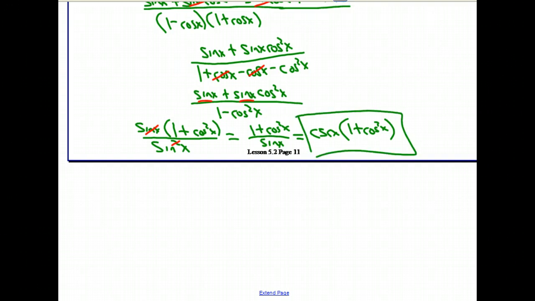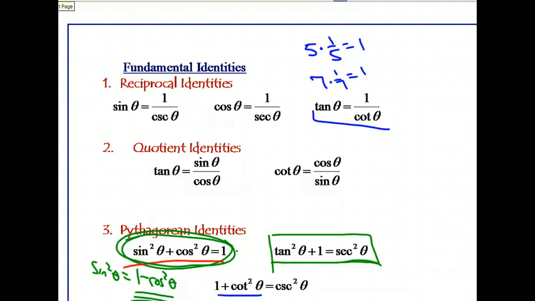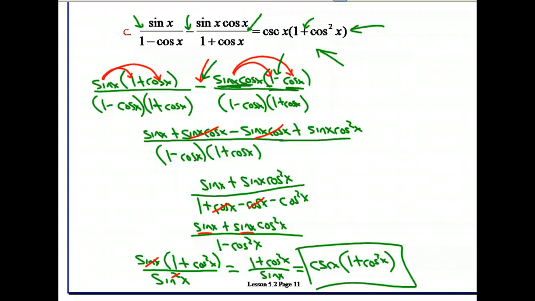So that last problem took a little bit, but the ones leading into it were not bad at all. So this completes section 2. This will take a little bit of practice, but it all depends on you knowing those fundamental identities. If you have those at hand, this will go very smoothly. All right, that will complete lesson 5.2.